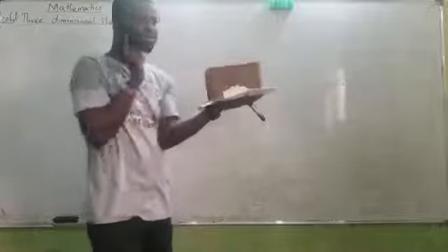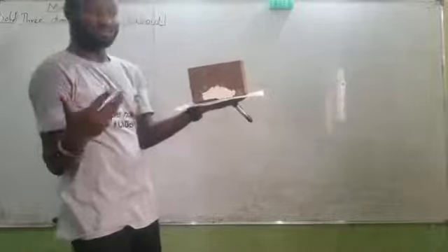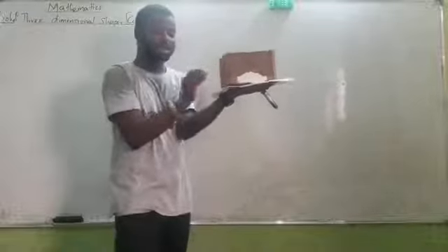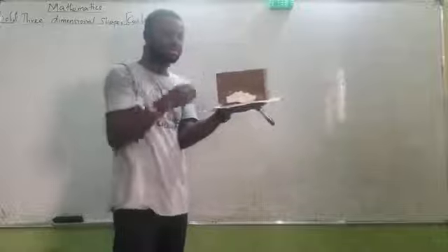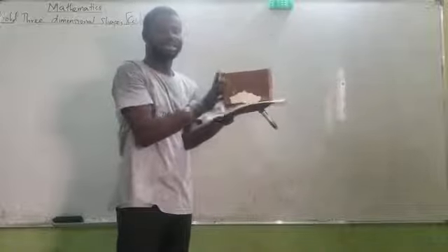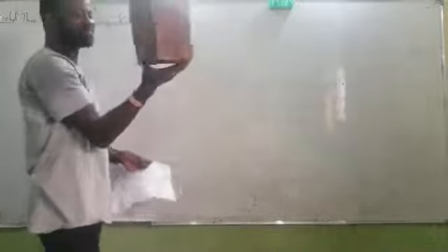A cuboid is quite different from a cube. A cube is generated by squares, but this one is made of rectangles, different rectangles. Can you see? This is a cuboid. That is a cuboid. It's a very nice part of mathematics. Can you see? Cuboid and cuboid.